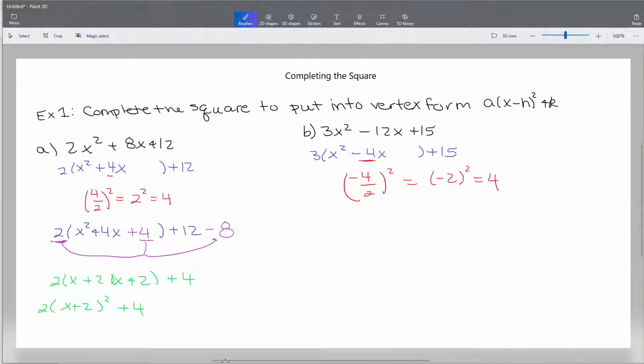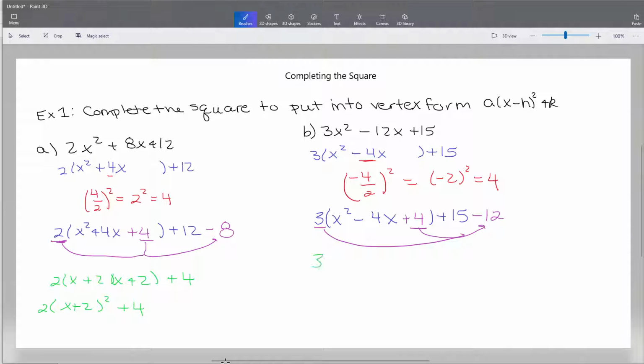Okay, so I'm going to take what I had before, and I'm going to add in my 4 here, and I am going to subtract 3 times 4, or 12. Now before we were just subtracting the 4 part, and that was because we had a 1 in the front, right? 1 times 4 was 4, so we were subtracting the multiplication. We just didn't need to think about that.